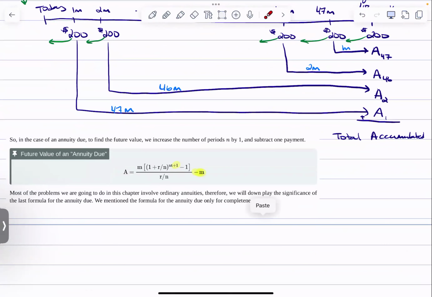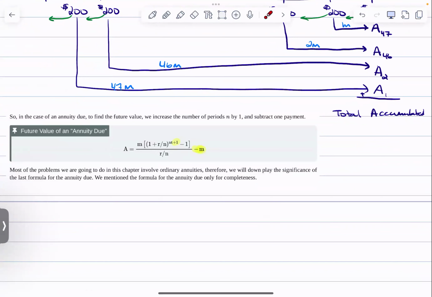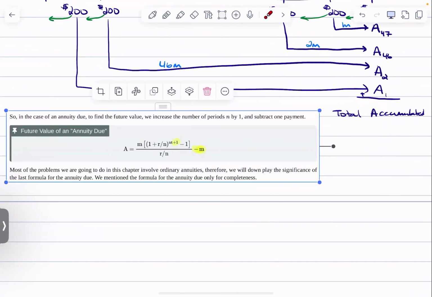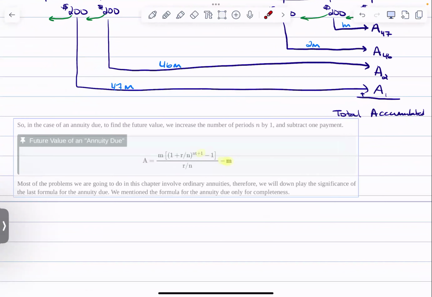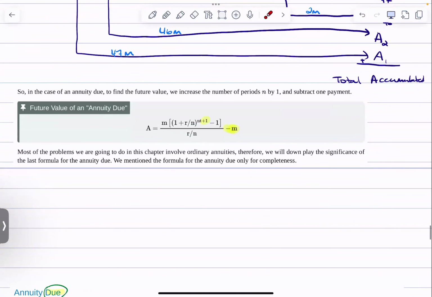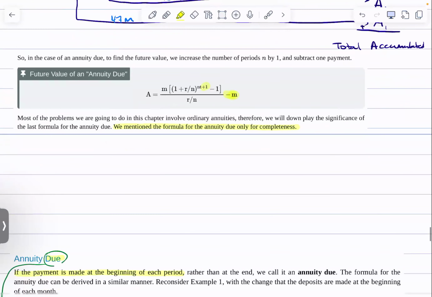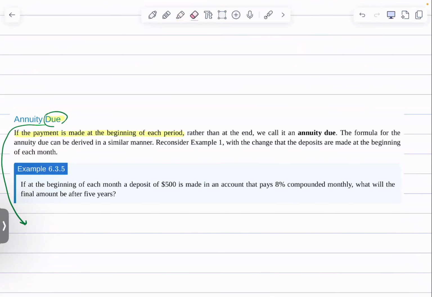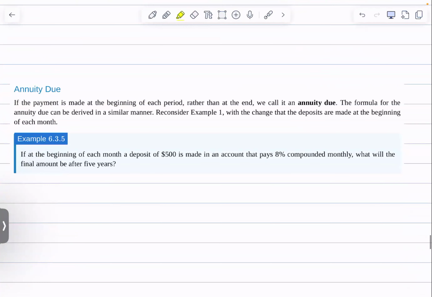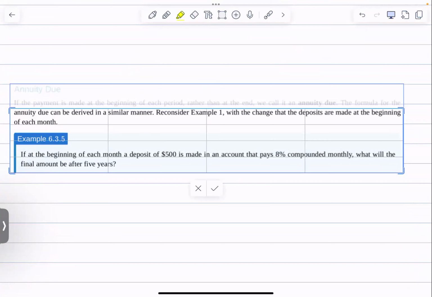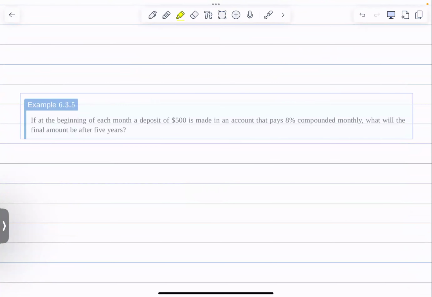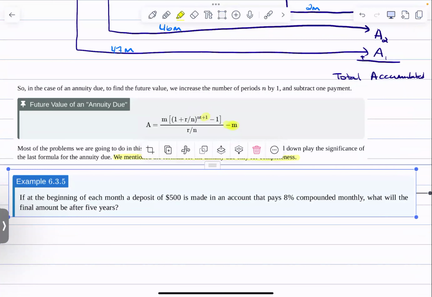Let's see here. I will highlight this. We mentioned the formula for the annuity due only for completeness, right? And that's why I'm not testing us on it. It'll be an ordinary annuity, which we've already seen today. But let's do just a quick example, and then we'll be out of here, because that's all I've got, I think.